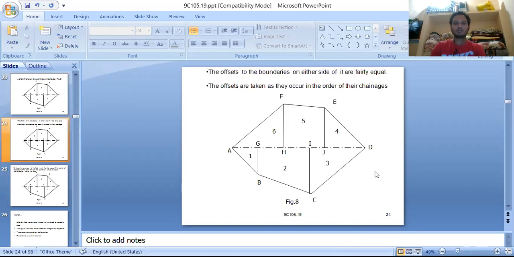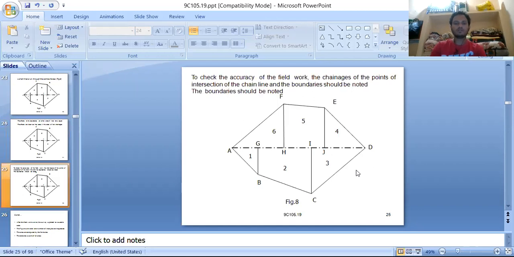The offsets to the boundaries on either side of it are fairly equal. The offsets are taken as they occur in the order of their chain edges. The first offset is taken at a point G, the second at H, the third at I, and the fourth at J. To check the accuracy of the field work, the chain edges of the points of intersection of the chain line and the boundary should be noted.